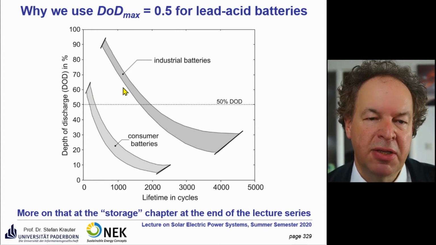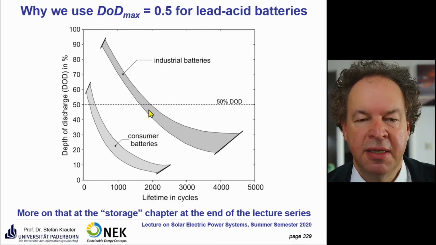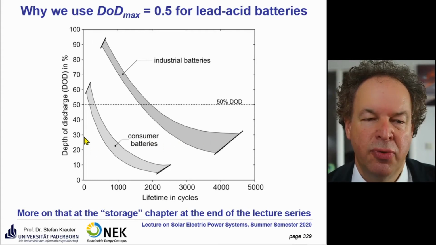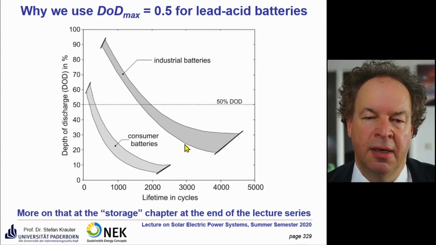If you have industrial battery, they are more expensive, about double as expensive as consumer battery. But as you see, lifetime is much longer. Even if you discharge them by 90%, it's about 800 cycles. But a good compromise is that you take 50% of depth of discharge, then a lifetime is about 1,800 cycles. You can even prolong this lifetime if you, for example, only discharge it by 30%, then a life cycle could come up to, well, almost 4,000 cycles.